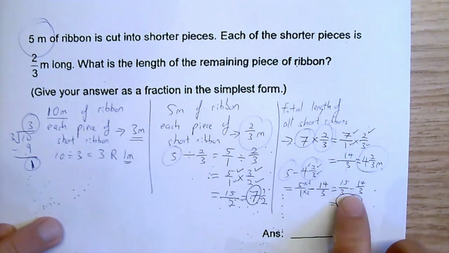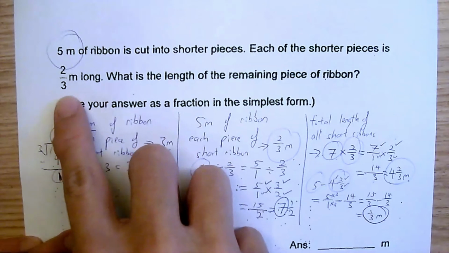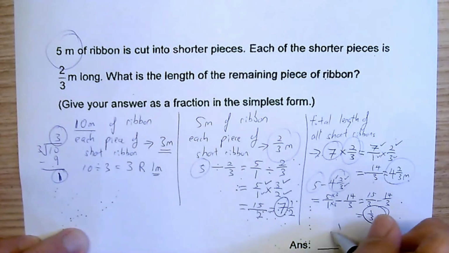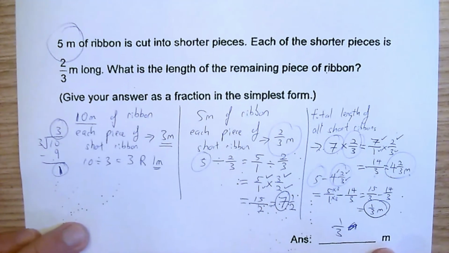Do you realize that this 1 over 3 is too short for you to cut into a shorter piece of 2 over 3 meters long? So this is actually the remainder. So the answer is 1 over 3 meters. Okay, don't need to write m because the m is really over here.